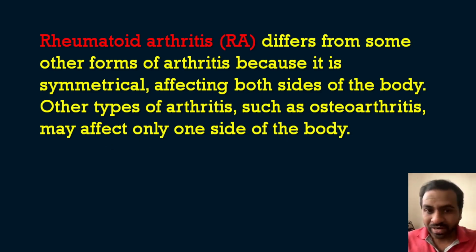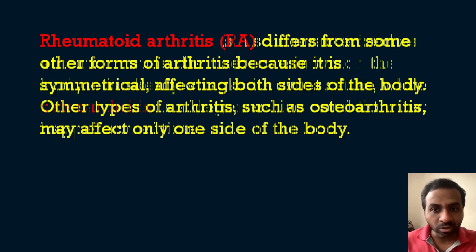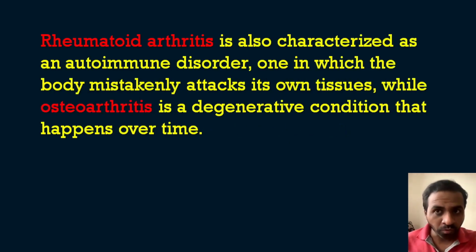And several times you will be confused between osteoarthritis and rheumatoid arthritis, and I have a small note for you. Rheumatoid arthritis is characterized as an autoimmune disorder in which the body mistakenly attacks its own tissues, while osteoarthritis is a degenerative condition that happens over time. Okay, so osteoarthritis is a degenerative condition, and on the other hand, rheumatoid arthritis is an autoimmune disorder. So I think you got a small piece of information regarding rheumatoid arthritis and osteoarthritis.